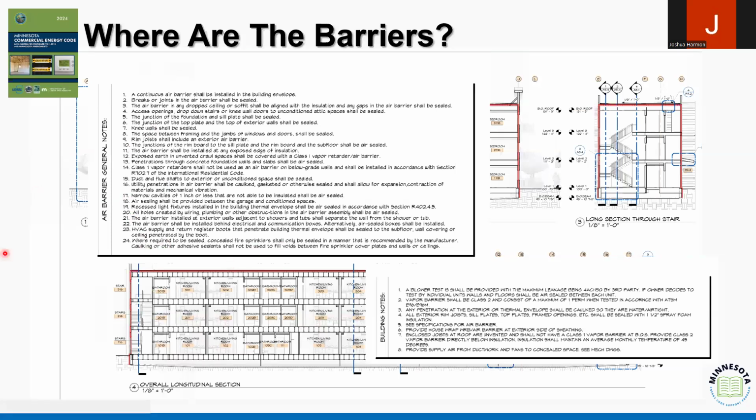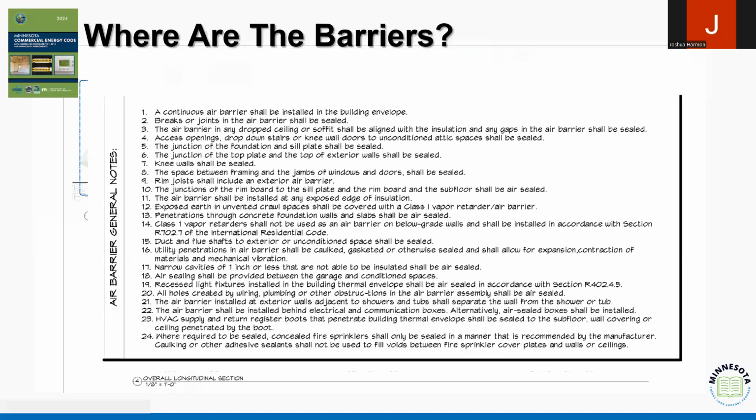And so when we get back to this, when we're looking at this section, it tells me a lot about that air barrier, right? Again, this is residential, so they're telling me the air barrier is following the residential code, right?